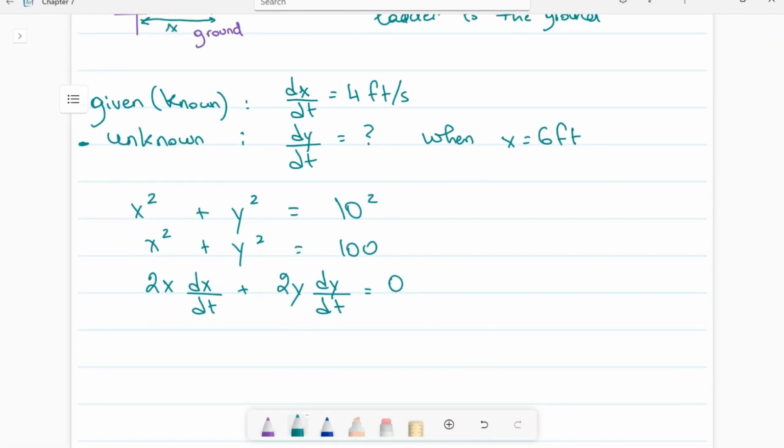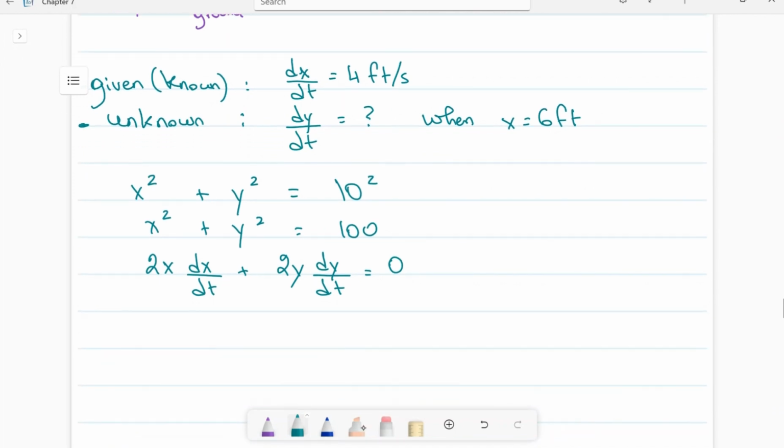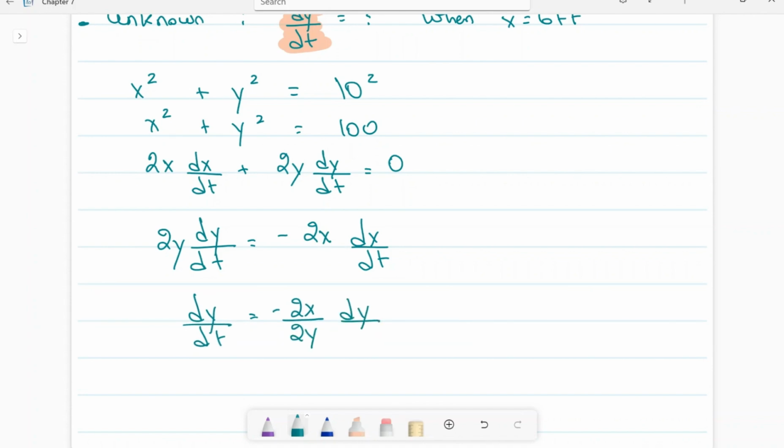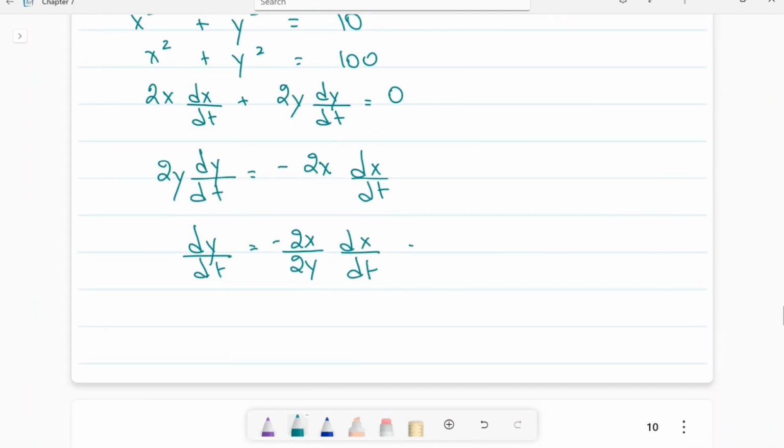Now, what do we do at this point? We solve for the unknown. What is the unknown? The unknown is dy dt. So we solve for dy dt. So we can write 2y dy dt is equal to negative 2x dx dt. So dy dt is negative 2x divided by 2y dx dt, which is equal to negative x over y dx dt.